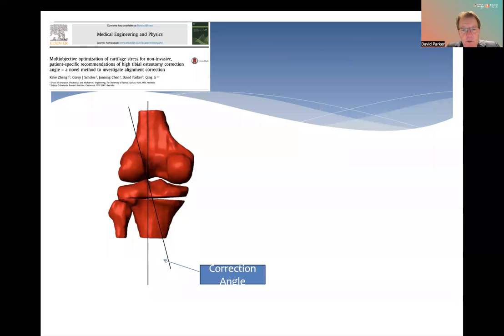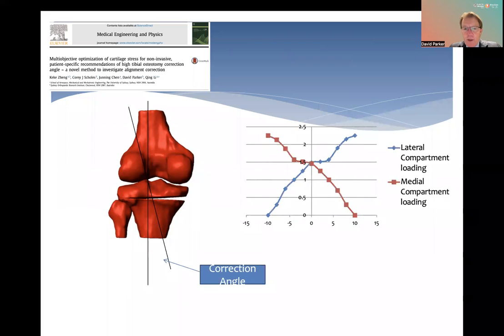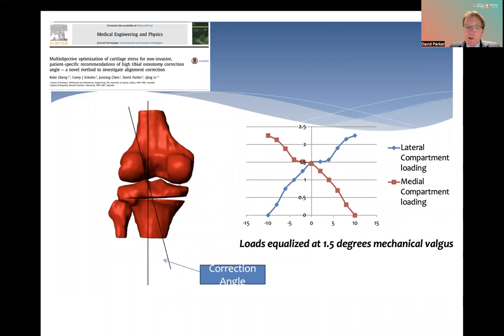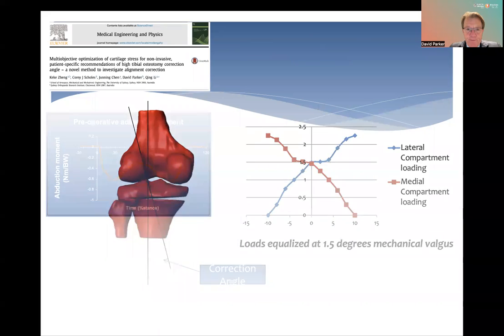Now, we've done our own simulations using a computer model, looking at what happens to the loads in the two compartments as you go from varus to valgus. And interestingly, we found that the loads equalize between the two compartments at about 1.5 degrees of mechanical valgus. So this would support that you have to go a little bit beyond that to really offload the medial compartment.